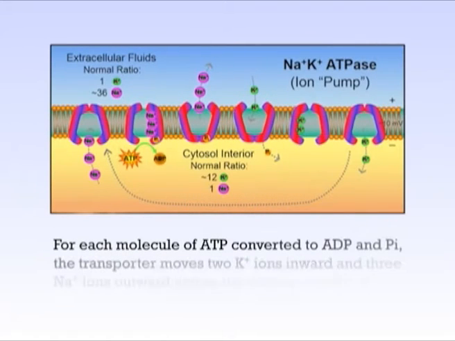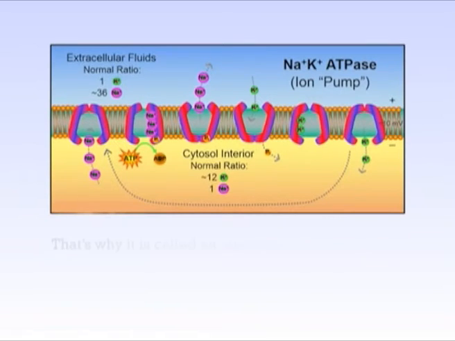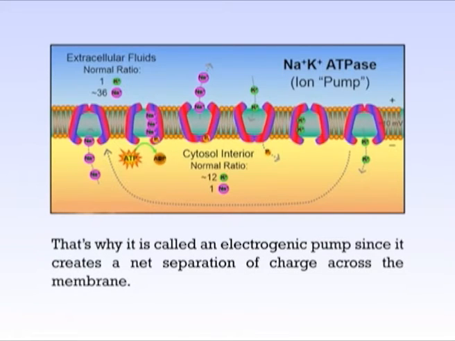For each molecule of ATP converted to ADP and phosphate, the transporter moves 2 potassium ions inward and 3 sodium ions outward across the plasma membrane. That's why it is also called an electrogenic pump, since it creates a net separation of charge across the membrane.